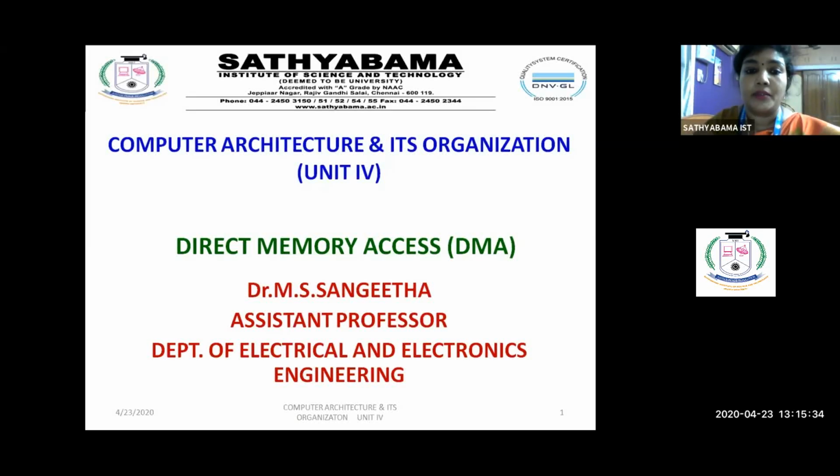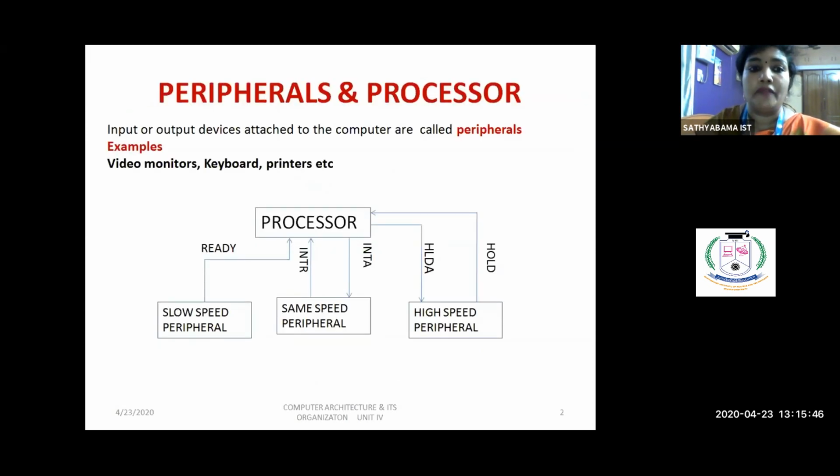Memory access. So direct memory access is also called DMA. Before going to the topic, first we have to understand what a peripheral device is. A peripheral device is nothing but any device that is connected to your CPU. You can say input or output devices attached to the computer are called peripherals. Some examples of peripherals are the video monitor, keyboard, printer, etc.